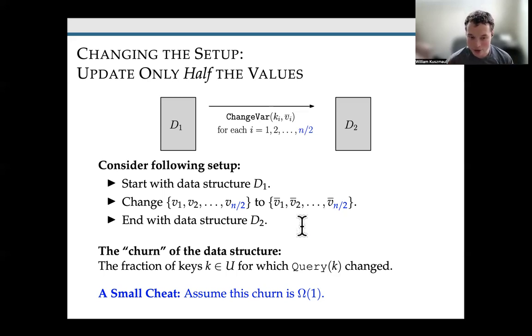And again, we're going to define the churn of the data structure in the same way. It's the fraction of keys in the entire universe whose value changes. And we're going to analyze, for this modified version of the thought experiment, we're going to show how to get a contradiction in the case where the churn is omega 1. So again, this is cheating because I used one thought experiment for the little o1 churn case and one thought experiment for the omega 1 churn case. But I'm just going to ignore that and explain in this setting how you could get an impossibly good compression algorithm.